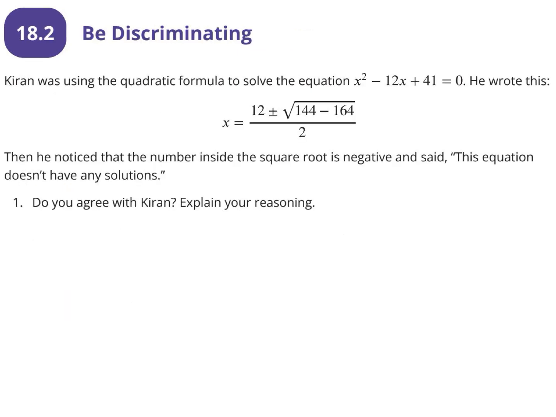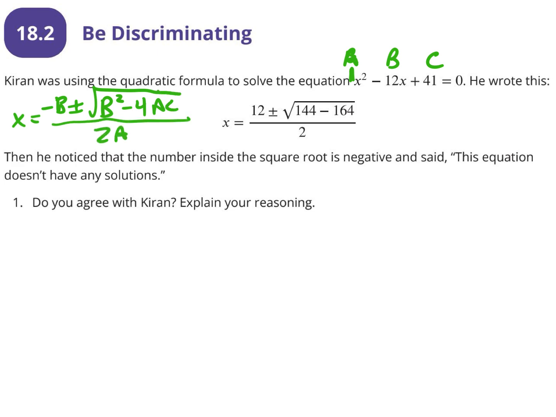Okay, so first things first, step 1, identify your a, your b, and your c. Your a is 1. If there's no number in front of a letter, the number is 1. Okay, so they jumped a couple of steps here. So we have to remember our formula. Our formula is x equals -b plus and minus the square root of b squared minus 4ac all over 2a. Then we're going to do the substitution. So they jumped to step 3.